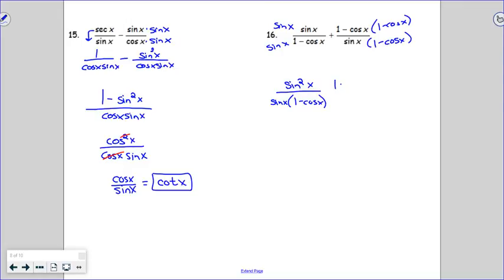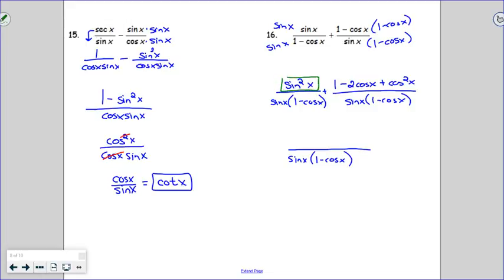So we would get here, let's see, 1 minus 2 cosine x plus cosine squared x. Combining my like terms in the numerator is where I would go next, and there's my common denominator. When we combine our like terms, sine squared x plus cosine squared x equals 1, plus the one that was already there is where this 2 is going to come from. That's combining our like terms there.